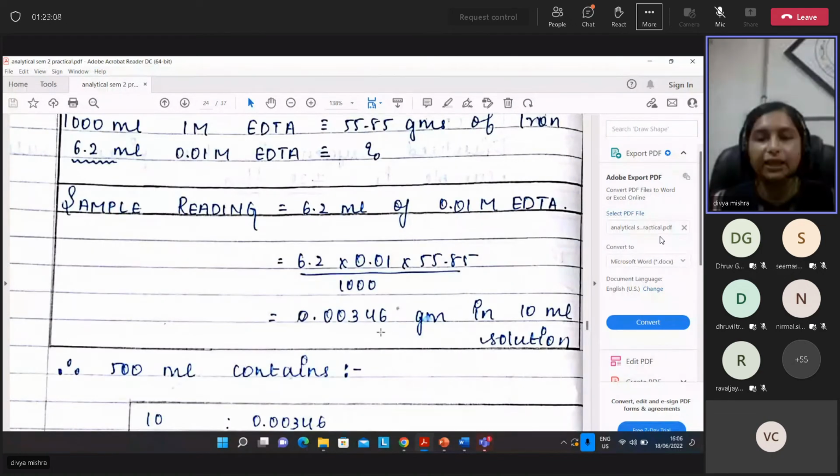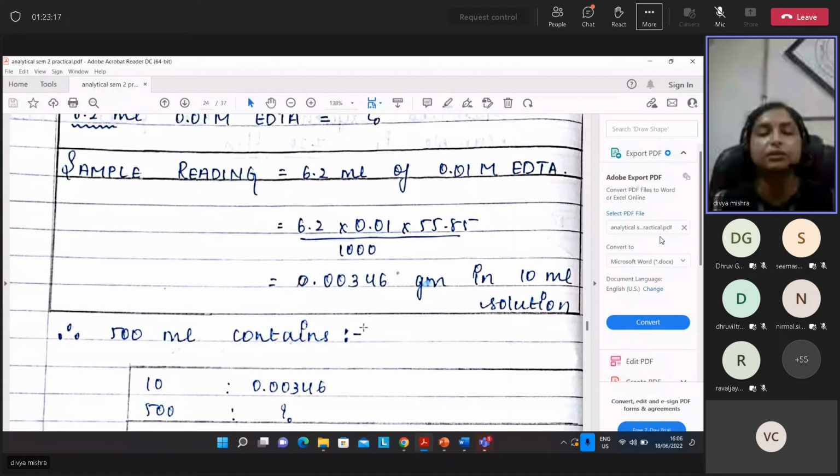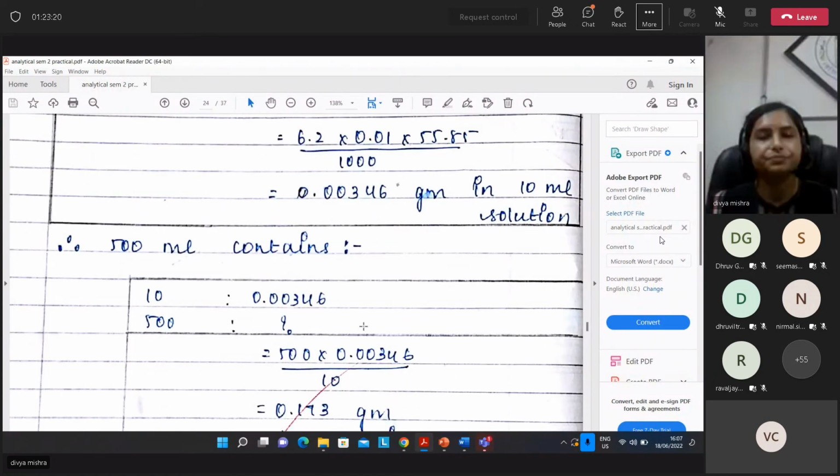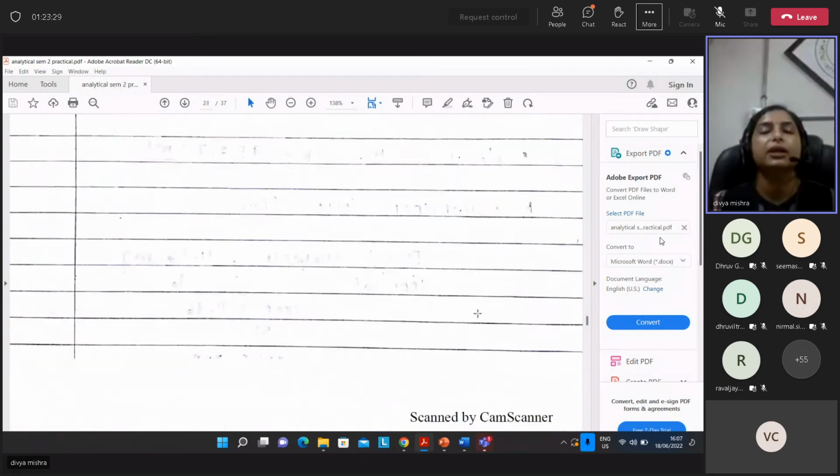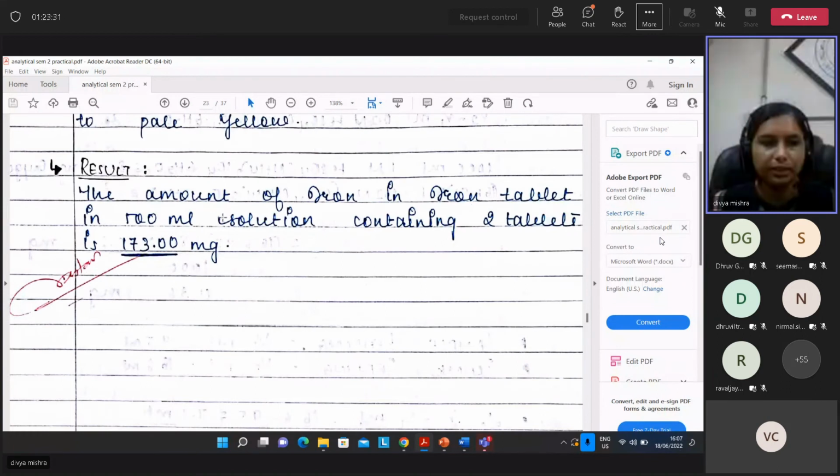So again, this is present in 10 ml solution. 10 ml solution में इतना है, बराबर? तो हमने कितना solution बनाया था टोटल? 500. तो 500 में कितना होगा? So here, after calculation, 173 milligrams is present in 500 ml solution, and we will report it like amount of iron in iron tablet in 500 ml solution. वो 500 solution हमने कितने tablet से बनाया? तो containing 2 tablets is so and so milligrams. This is how you will report.